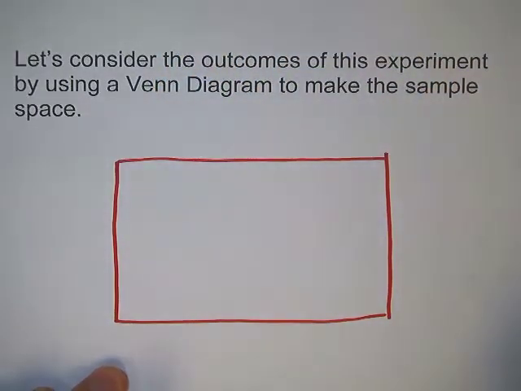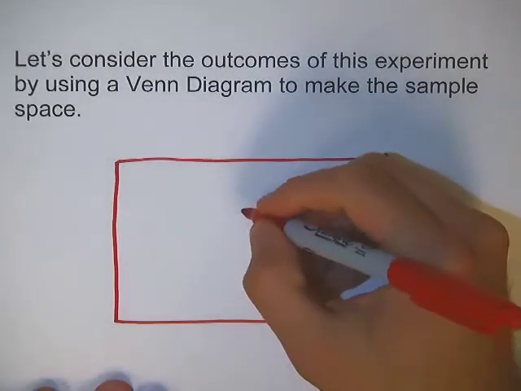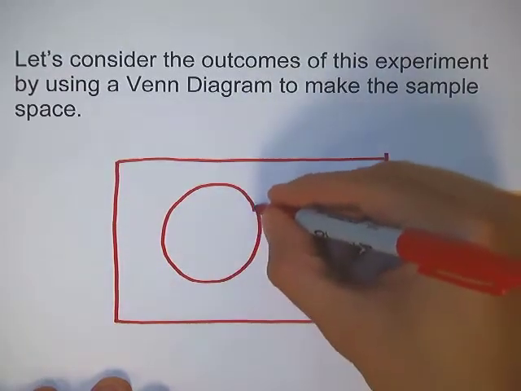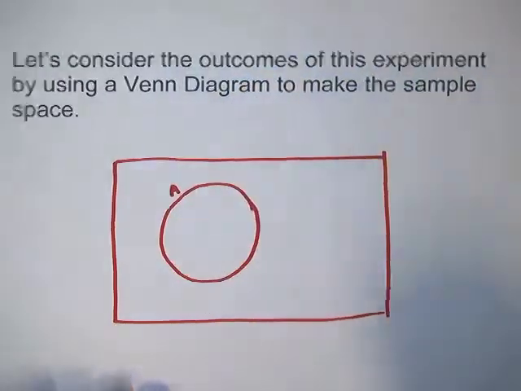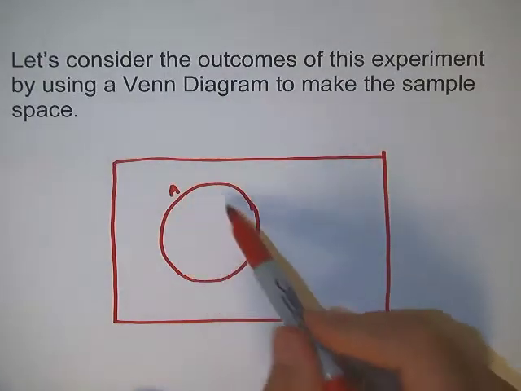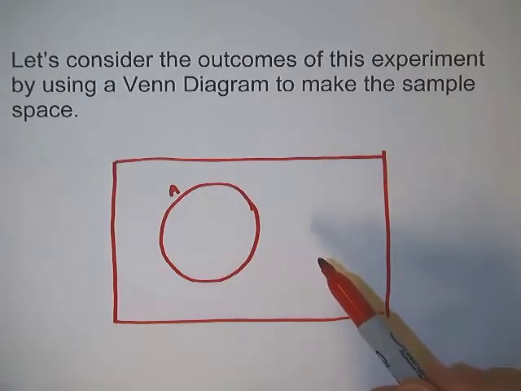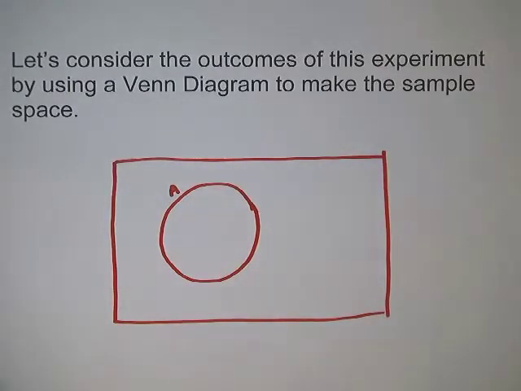Okay, then what I'm going to look at is I have two events that can either occur or not occur. So let's start with event A, the event that the person is female. So I'll call this event A. Anybody within the circle represents somebody that's female. Outside of the circle would represent somebody that's not female. Now the next circle I would need to draw would represent the people that are left-handed, and outside of that would be the people that are right-handed.